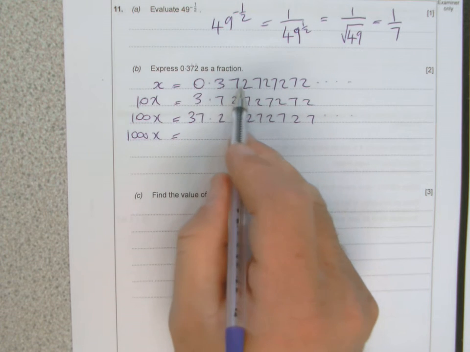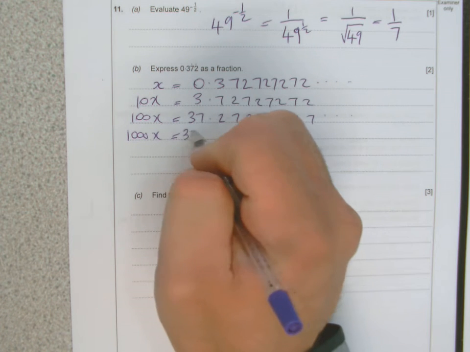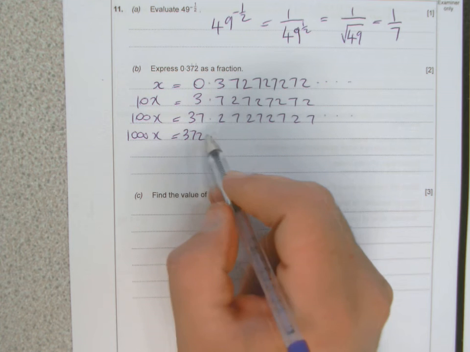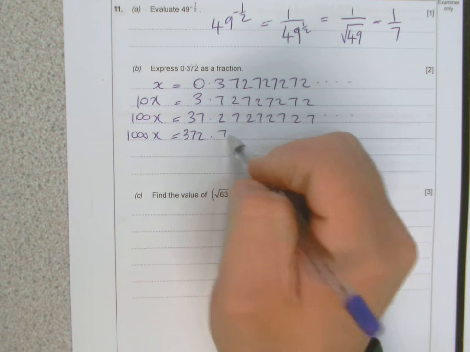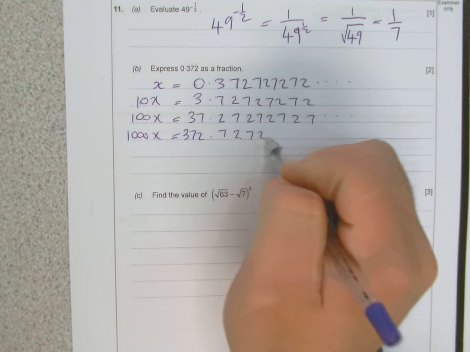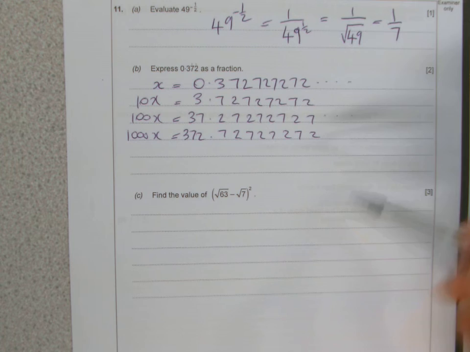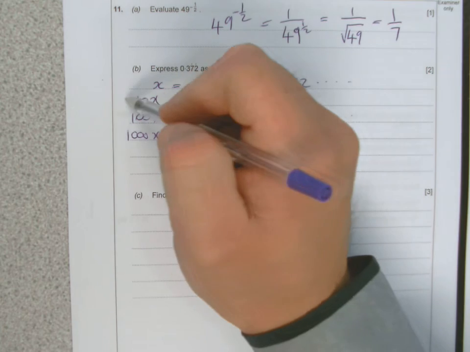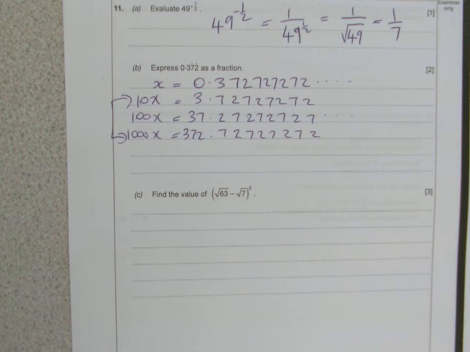So essentially then you move this 3 digits to the left, 372 times by 1000 moves 3 places. So 372 point, and then after the 2, there's obviously then a 7 that moves up to there, 2, 7, 2, 7, 2, 7, 2. Now if we look for matching, what you'll notice is this line and this line match, okay? So we can pair them up there.